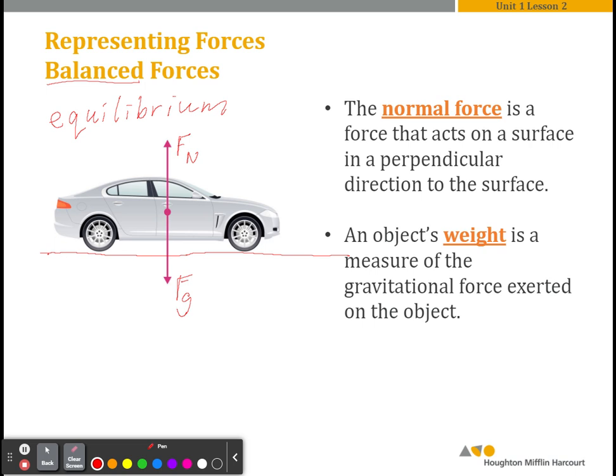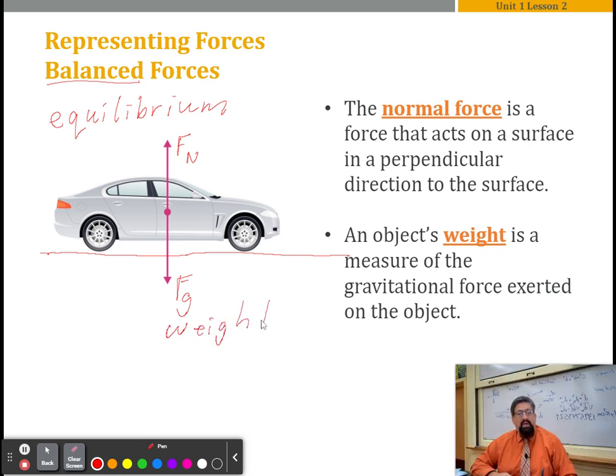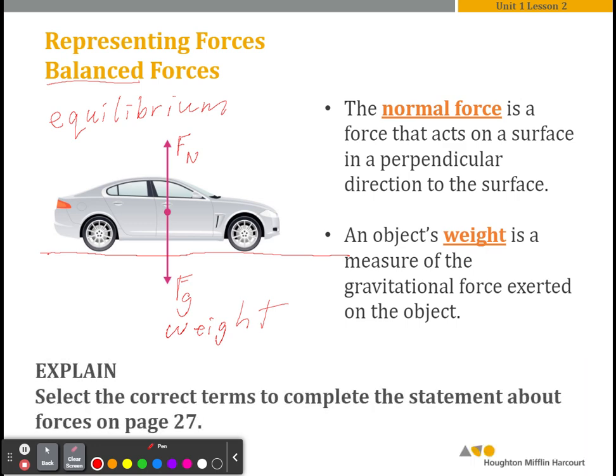Now, weight is the effect of the force of gravity on the car. So what we call the force of gravity, we can also call the weight of the car. Weight and mass are not the same thing. Mass, remember, is the amount of matter the car is made of. Weight is the force of gravity on the car. So they are related to each other, mass and weight. They are not the same thing. Mass is a scalar. Weight is a vector. Weight has a direction. Weight is always directed down toward the center of the earth, because the earth is pulling on the object with the force of gravity.